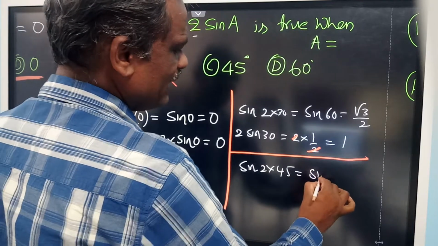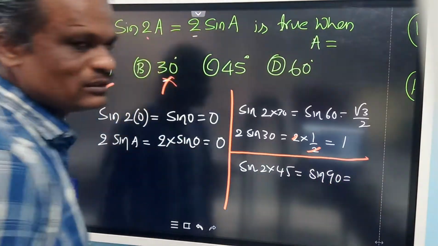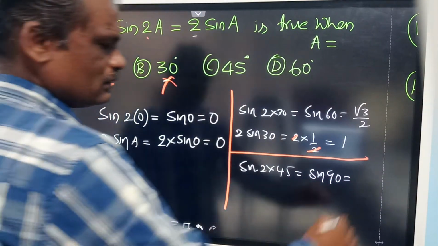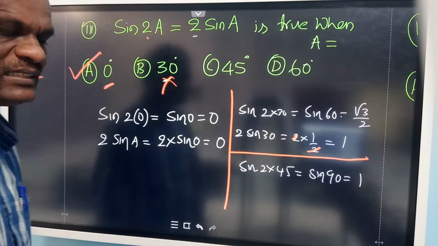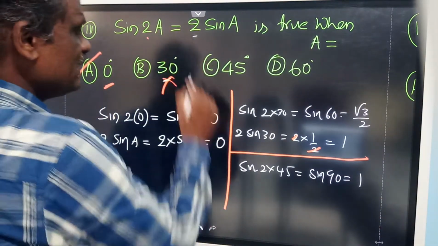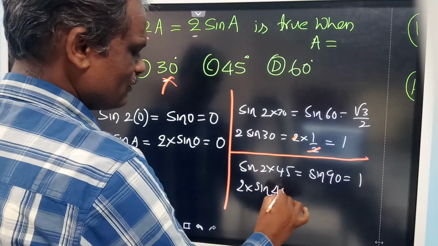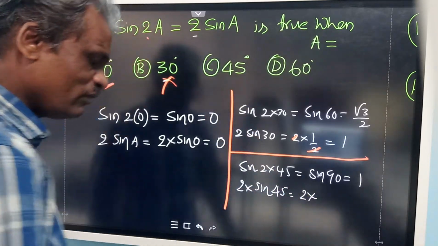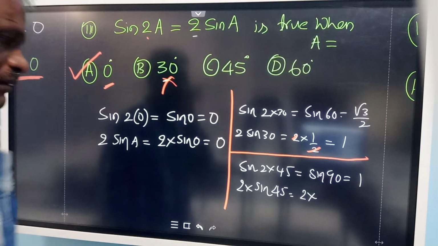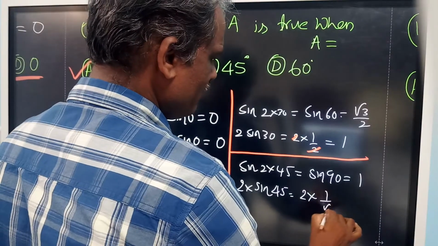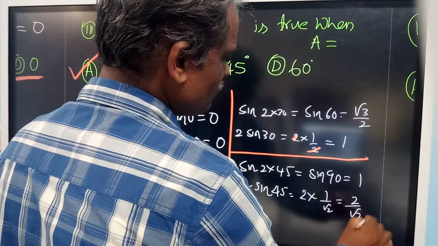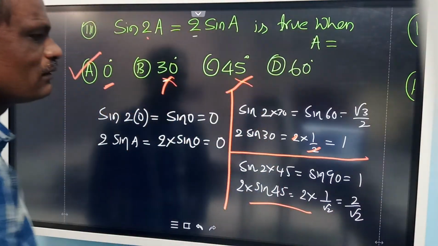It is sin 90. Sin 90 degree is equal to 1. Now 2 sin A, 2 into sin A value, I have taken 45 degree. So 2 into sin 45, which is 1 by root 2. So look at this again, these two are not equal. So this option also is wrong.